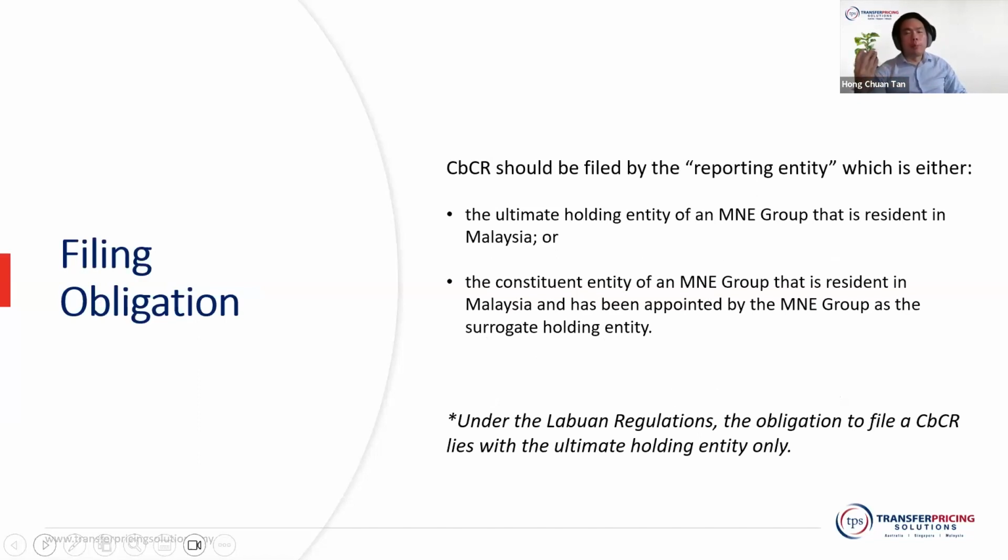So now about filing obligation. If you look at the 3 tiers, you have CBCR and the master file. The local file will most likely be prepared locally. The CBCR and master file will generally be prepared by the ultimate holding company, unless the ultimate holding company does not want to prepare it, in which case they will need to elect a separate entity to prepare the CBC report as well as the master file. And to note that for Labuan entities, the obligation lies with the ultimate holding entity alone.